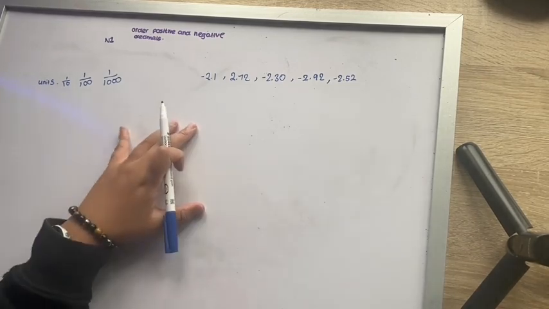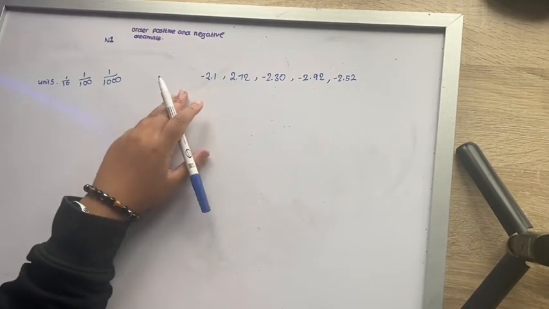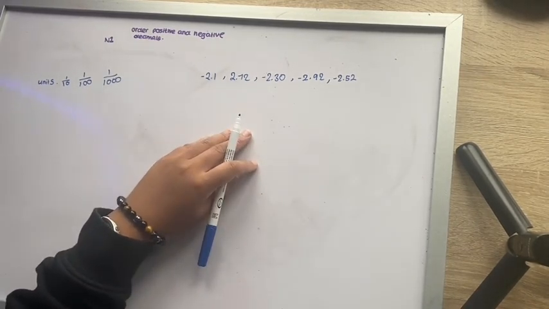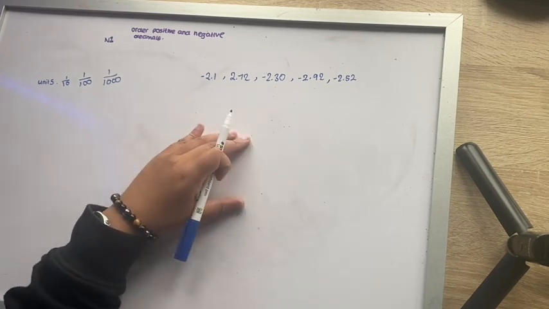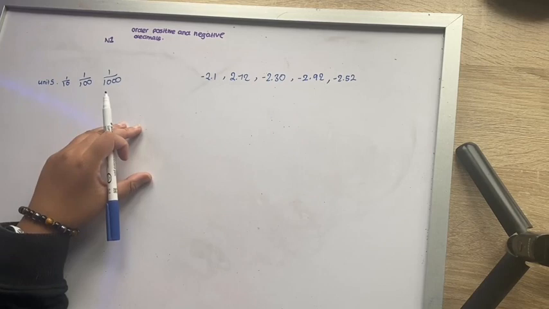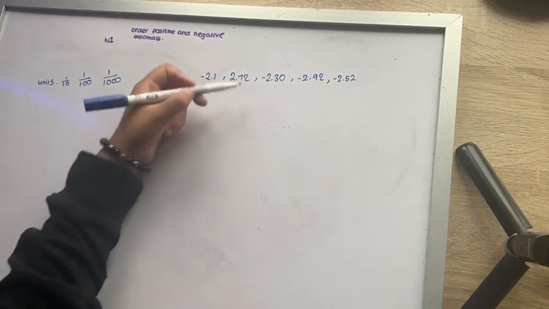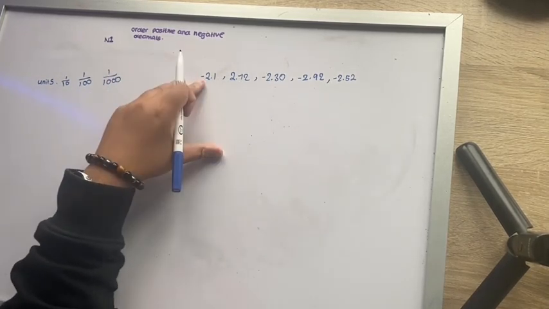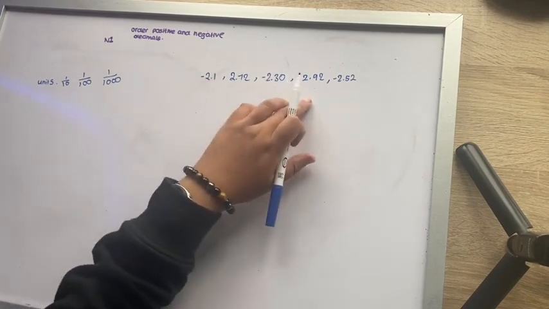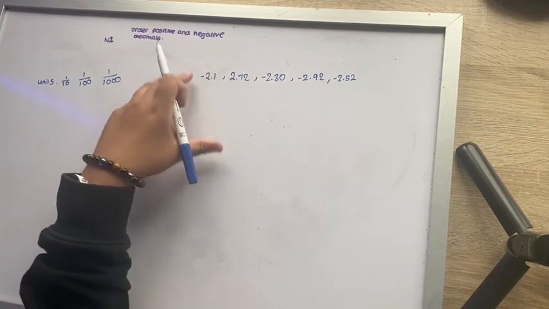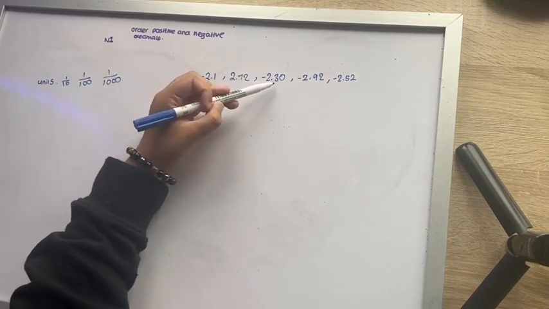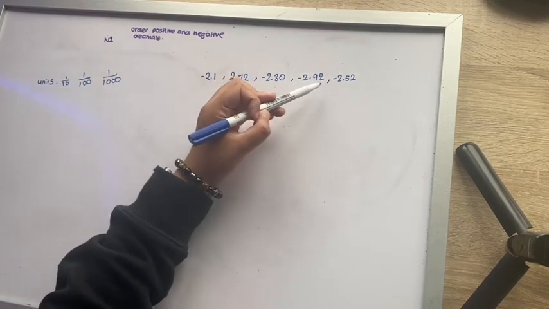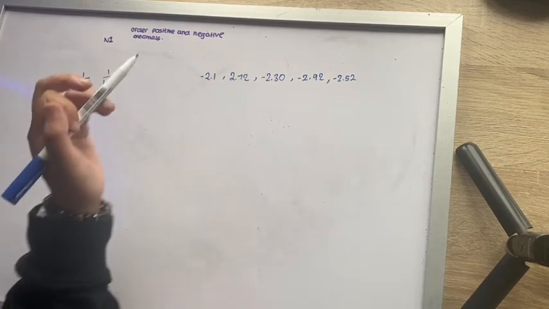So anyway, we're going to order it in ascending order, so we're going from lowest to highest. Right. So as you can see, the highest is going to be here. So we know that's going to be the last number. But we have these negatives over here, which we kind of need to resolve. So we've got minus 2.1, minus 2.30, minus 2.92, minus 2.52.